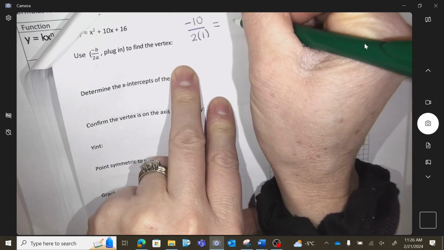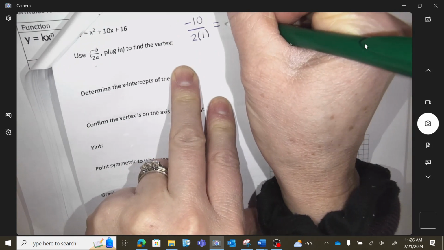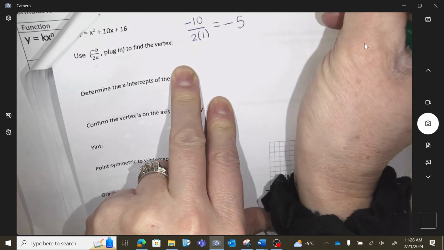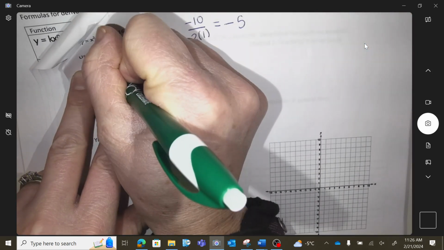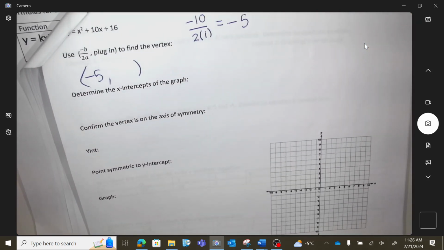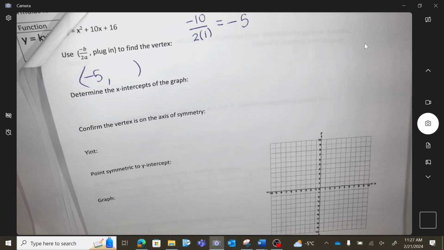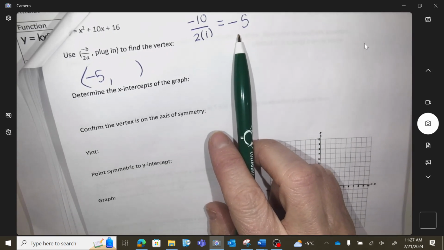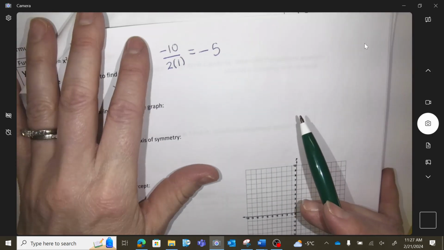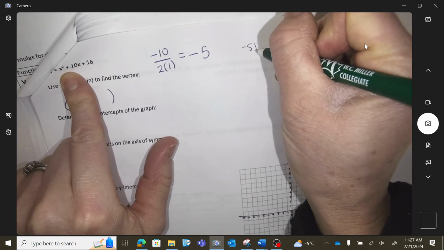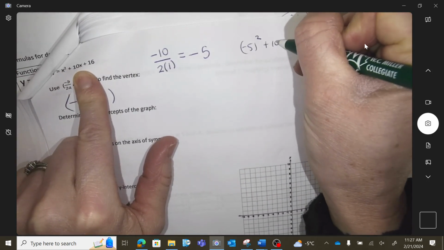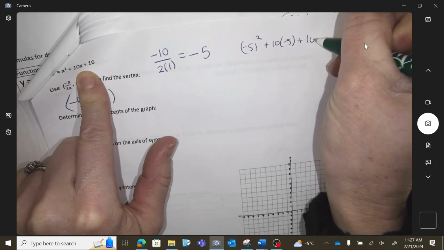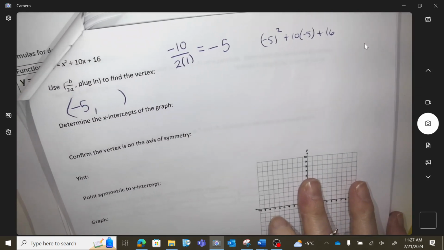Without a calculator, -5. So the vertex is going to be -5, comma. And then what do we do? What's this plug-in thing mean to you if I say that? So if x is -5, you have to now go put the -5 into the equation. So -5 squared plus 10 times -5 plus 16. That's what I call a plug-in.